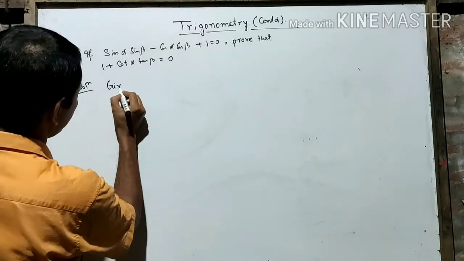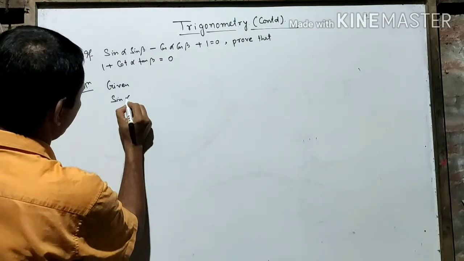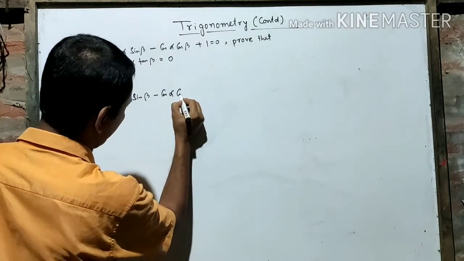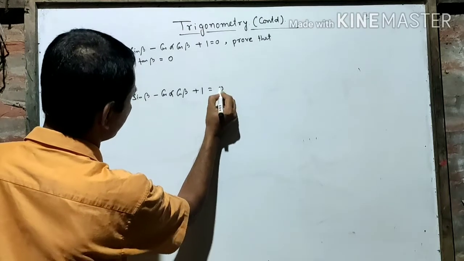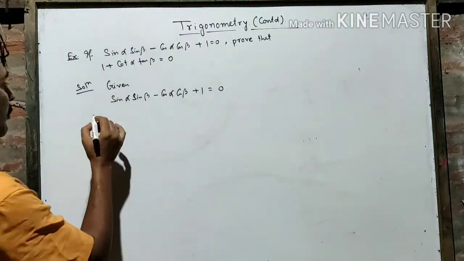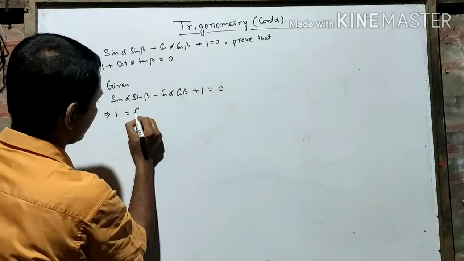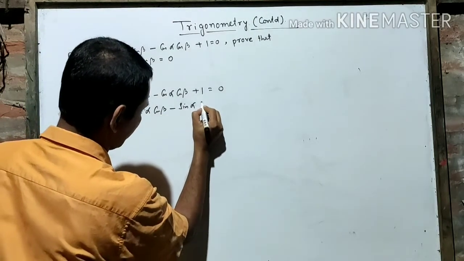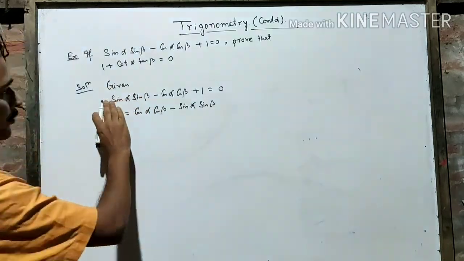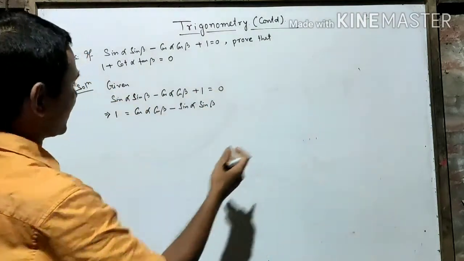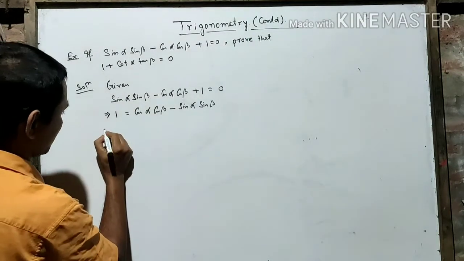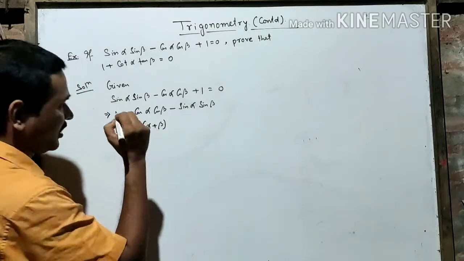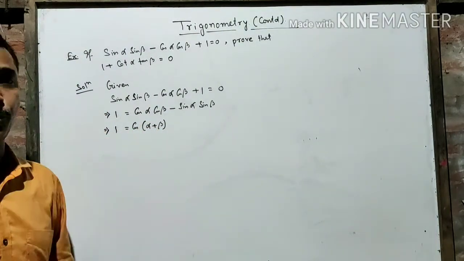Solution: given sin alpha into sin beta minus cos alpha cos beta plus 1 equal to 0. As I have already told you, the structure is cos alpha cos beta minus sin alpha sin beta. So we bring these quantities to that side. Now this is cos of alpha plus beta. 1 is equal to cos of alpha plus beta. So somehow we got the value of cos of alpha plus beta.